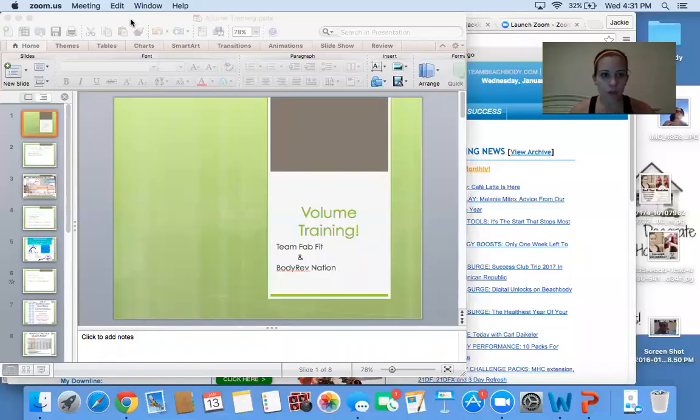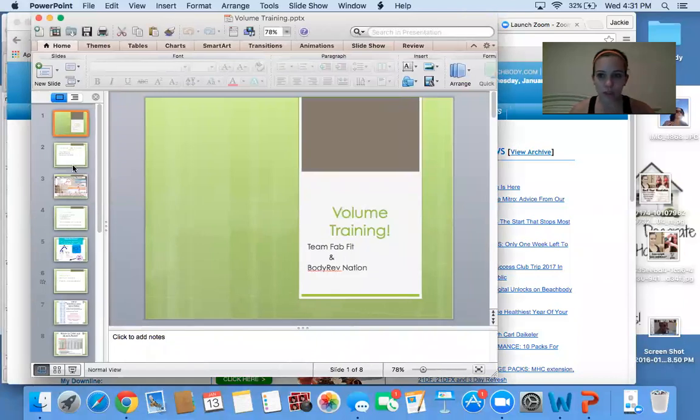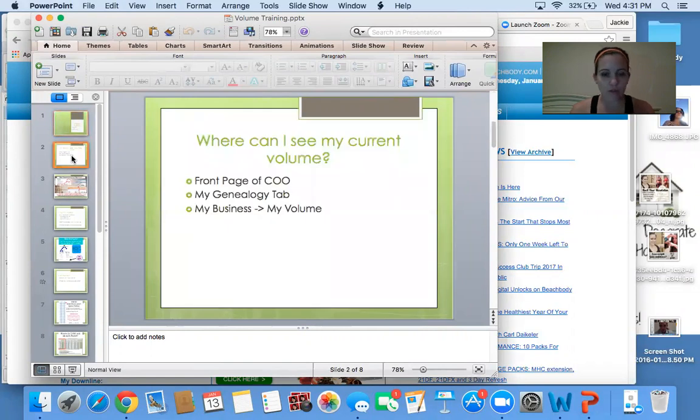Okay, so I'm going to go ahead and share my screen with you guys. Let's just start with these slides. I'm not going to open it up all the way, just because it makes it easier to navigate. When we're talking about volume, these are the three places where you're going to see your volume in your back office. The first is the front page of your Coach Online office. You'll also see it in your genealogy tab, and you can also look at it from My Business, My Volume. Let me show you where those are.